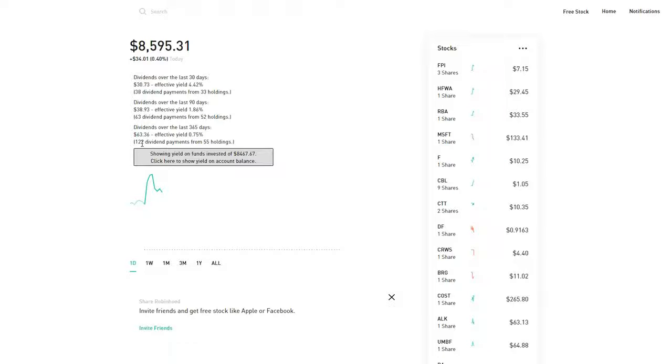And then over the past year, you can see we got 122 distinct dividend payments from 55 different holdings. Most dividend-paying stocks pay quarterly, so you'd expect more payments from the same number of holdings there. And so my effective yield over the past year is 0.75%, mostly because I didn't have much money in the account over the past year, and so I only had a sprinkling of dividends early on, and now in the past couple of months I've really been adding on.